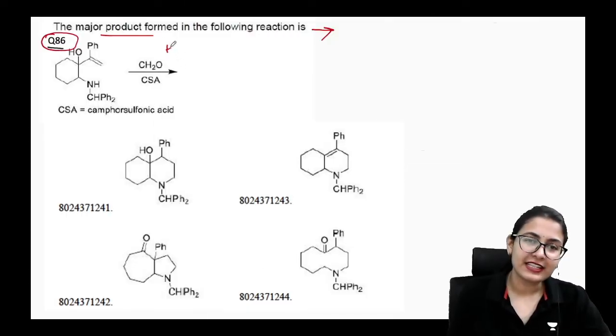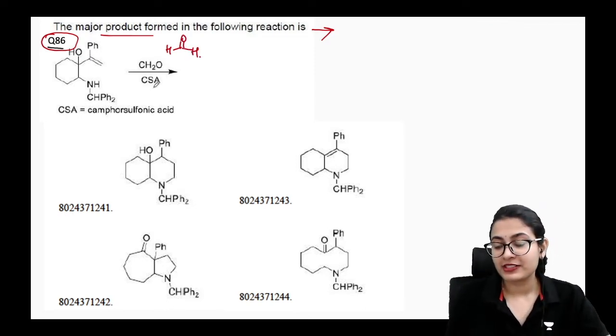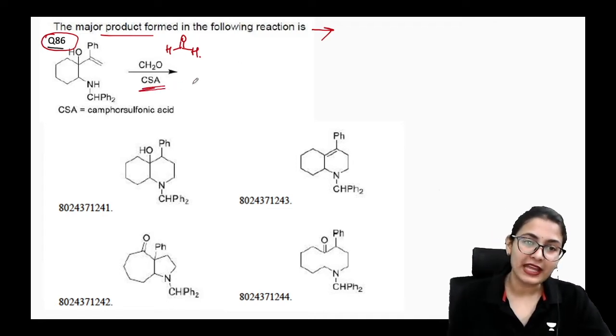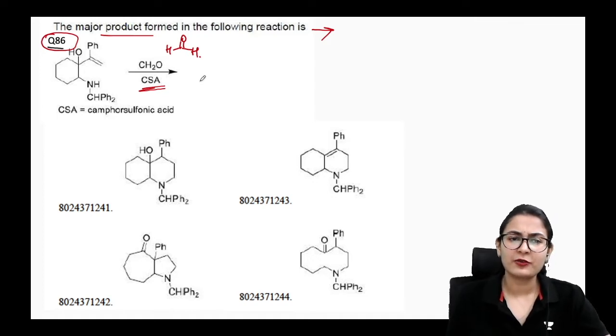CH2O is nothing, it is just HCHO, formaldehyde. Sometimes formalin is also given, which is the polymer of formaldehyde in the presence of acid, so it's the same thing. CSA is camphor sulfonic acid, so that's just a good acid you have to know. What is that good acid going to do?